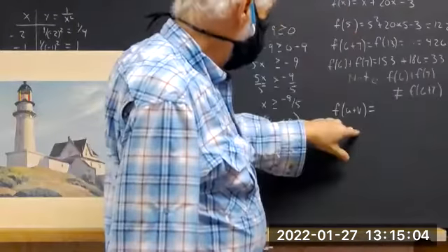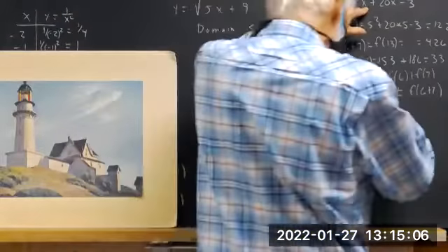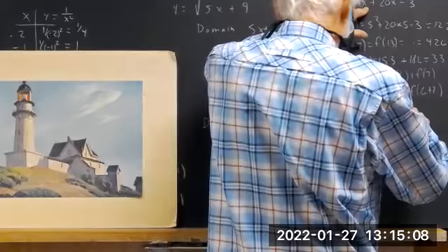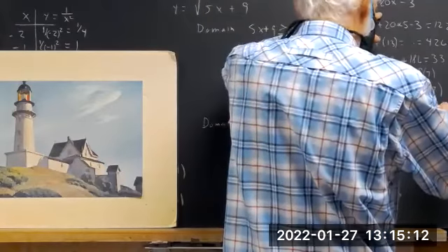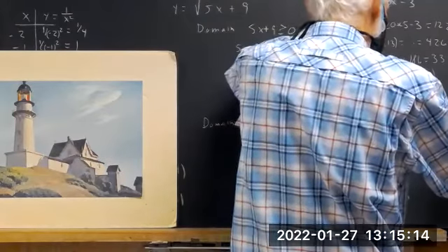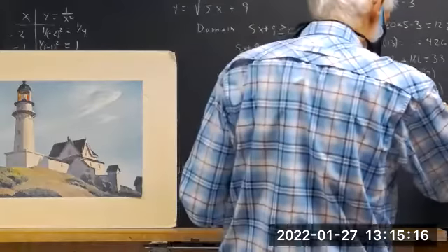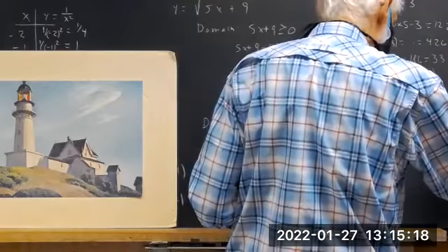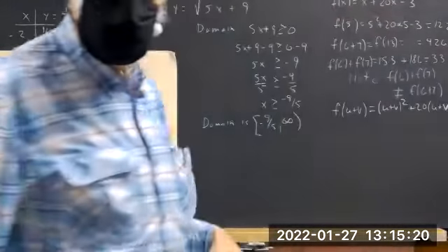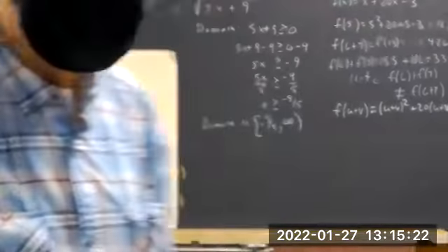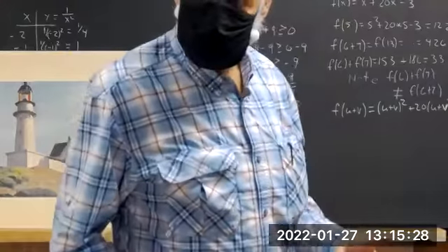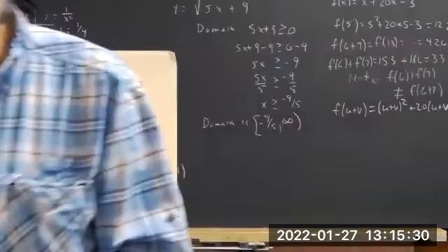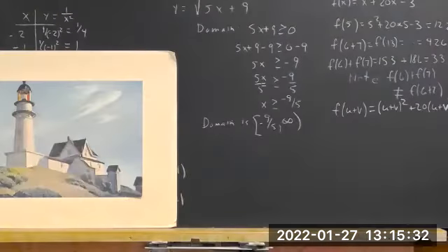And x is going to be u plus v. So x squared is going to be u plus v quantity squared. 20x is 20 times u plus v. And then minus 3 is just minus 3. Now you really want to make yourself a note to pay attention to what I'm doing here.